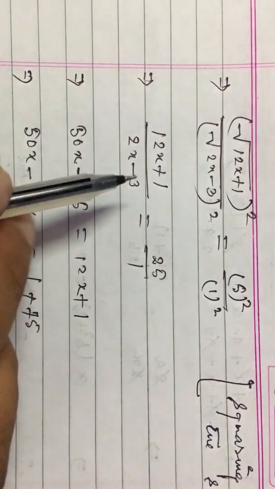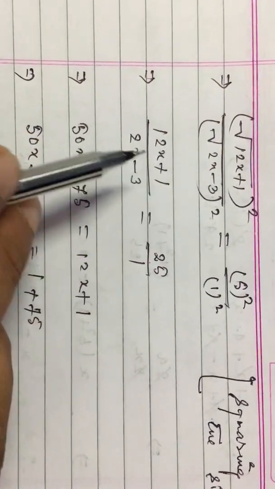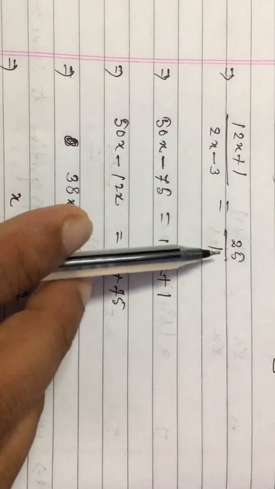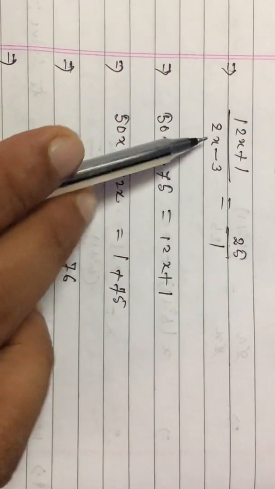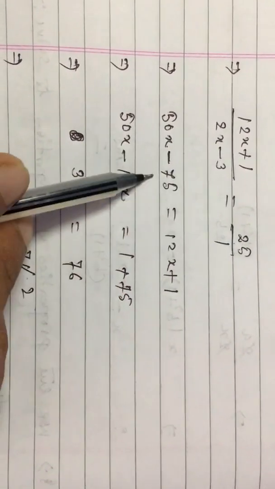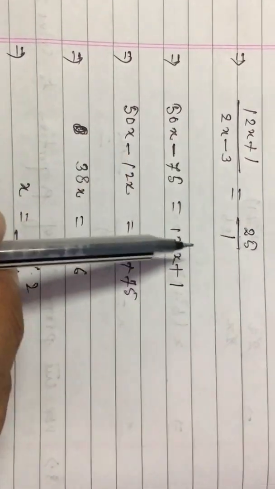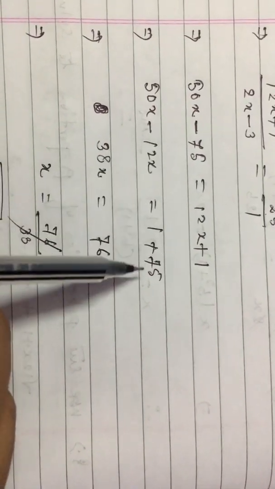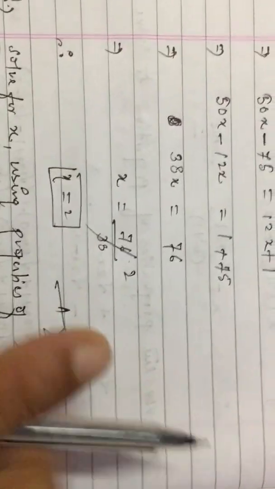The square root will be cancelled from this term, and from this term. After this we will do the cross multiply. 25 into 2x is 50x, 25 threes are 75. This multiplied by 1 is the same, 50x minus 12x, 1 minus 75, taking this as plus 75.